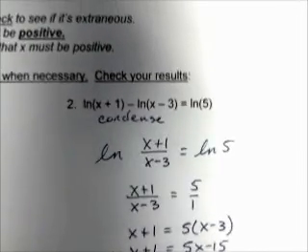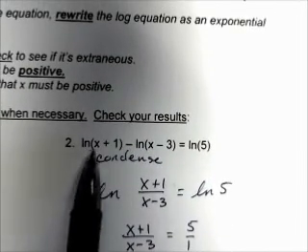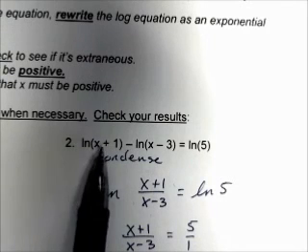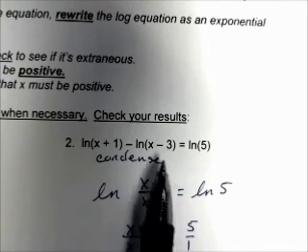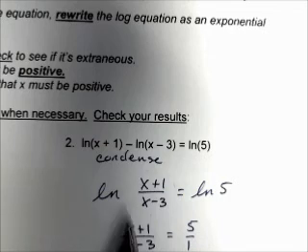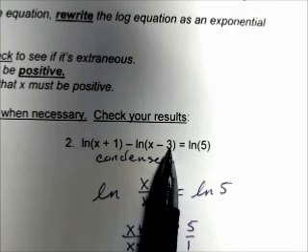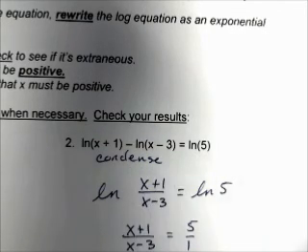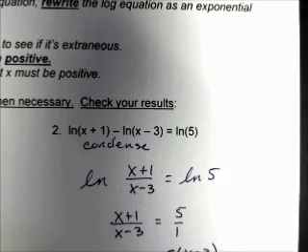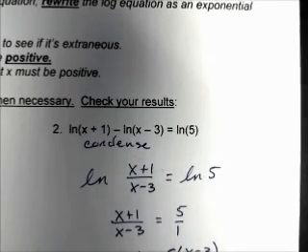And we'll check. All right, we go back to our original. 4 plus 1 is 5. Okay, that's fine. That's greater than 0. 4 minus 3 is 1. All right, and that's okay. So x equals 4 is our solution here.